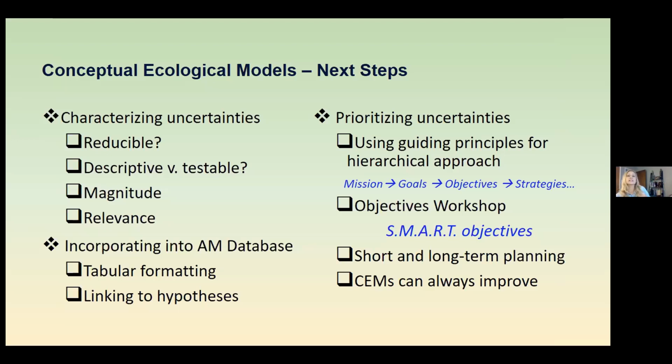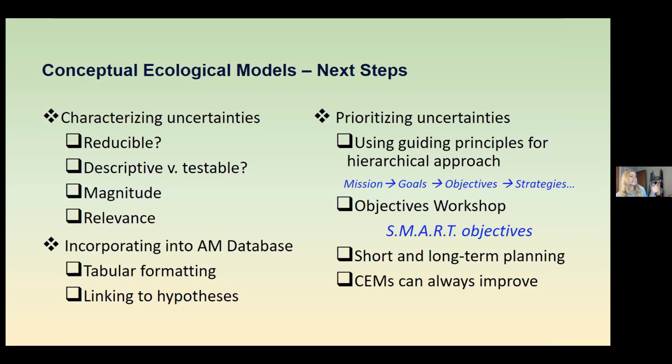And so what are the next steps moving forward? Again, all of the different models are in various stages of development, but we continue to need to characterize the uncertainties that exist, figure out if they're reducible or not, figure out if the studies that need to be designed are descriptive or testable hypotheses, because it's very different approaches. Figure out for the uncertainties themselves, we need to figure out the magnitude of their importance and their influence and relevance to the different species.